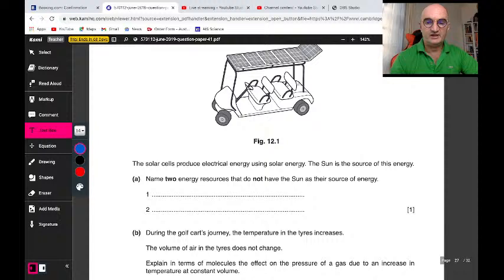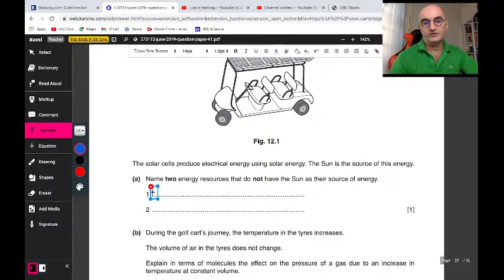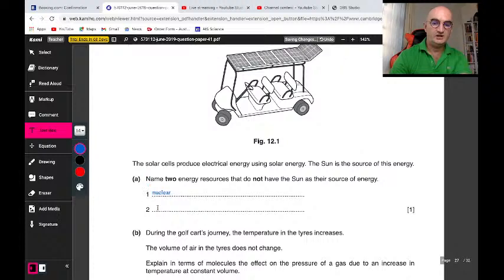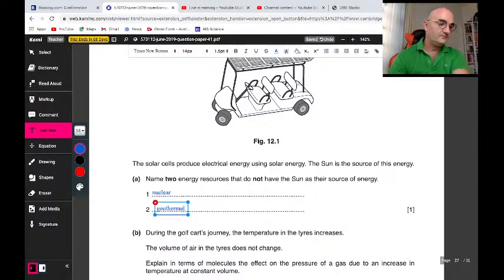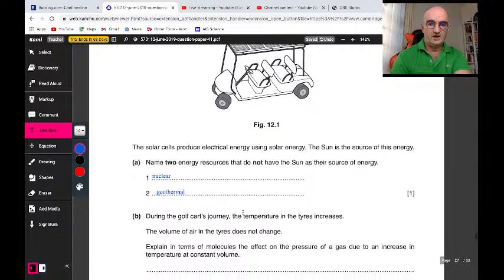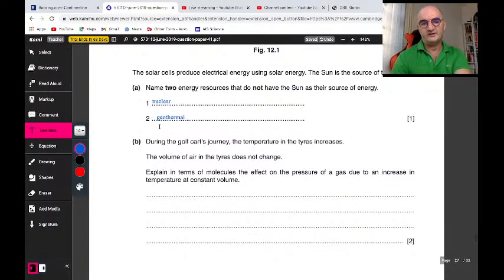These produce electrical energy using solar energy, which is the sun. Name two energy sources that do not have the sun as their source of energy. The first one that comes to mind for me is nuclear energy. And then you could have geothermal. You could have wind. Maybe wind is directly from the sun. These two are definitely not having the origins from the sun.